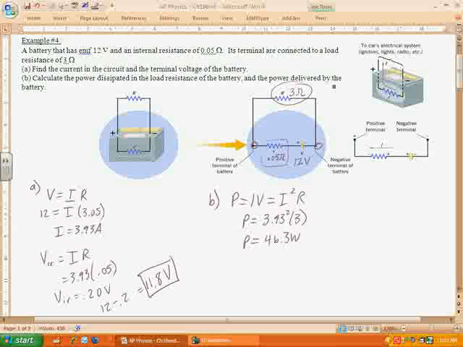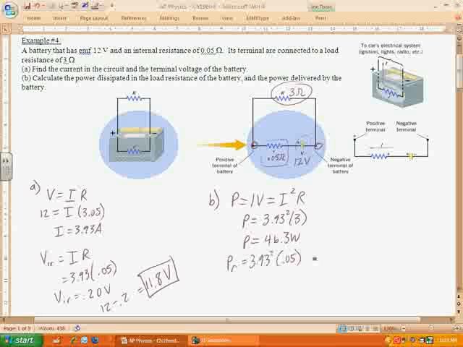On the answer sheet, I actually only found the power lost in the resistor, right? And so you can go ahead and work it out any way that you want. The power of the internal resistance, of course, is going to be equal to that 3.93 squared times the 0.05, which is going to give you what's in your answer key, which is 0.772 watts. So that's the power lost in the resistor.